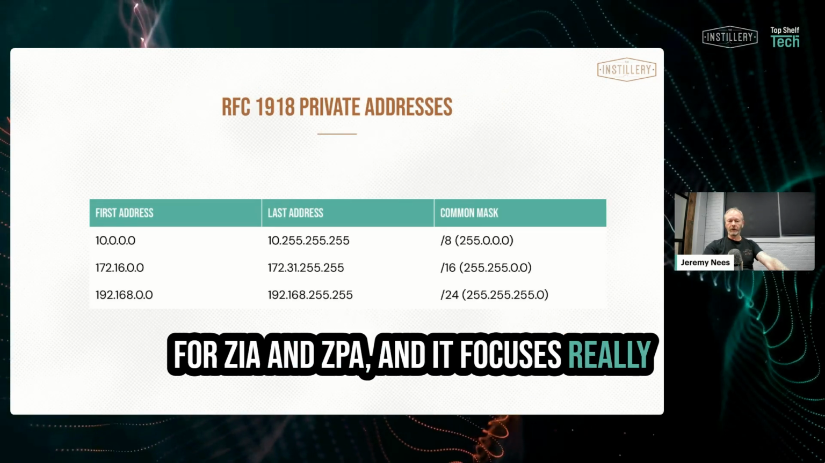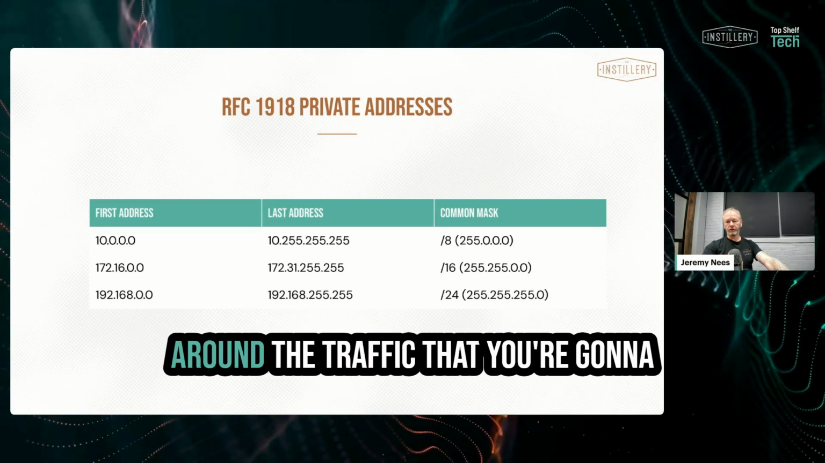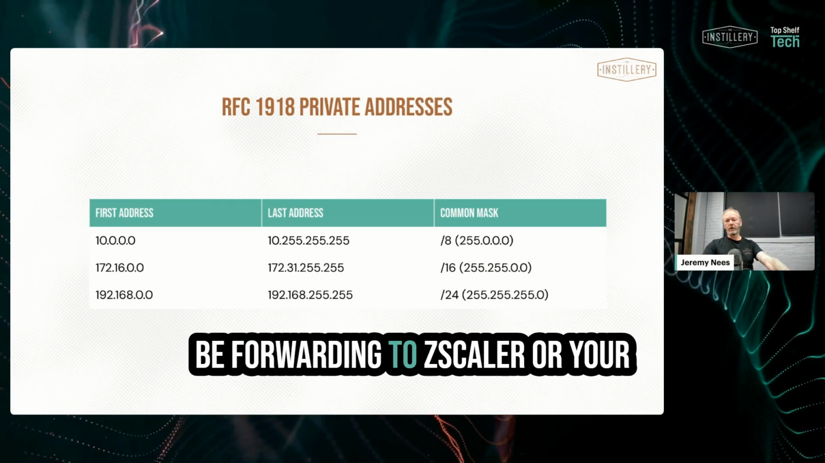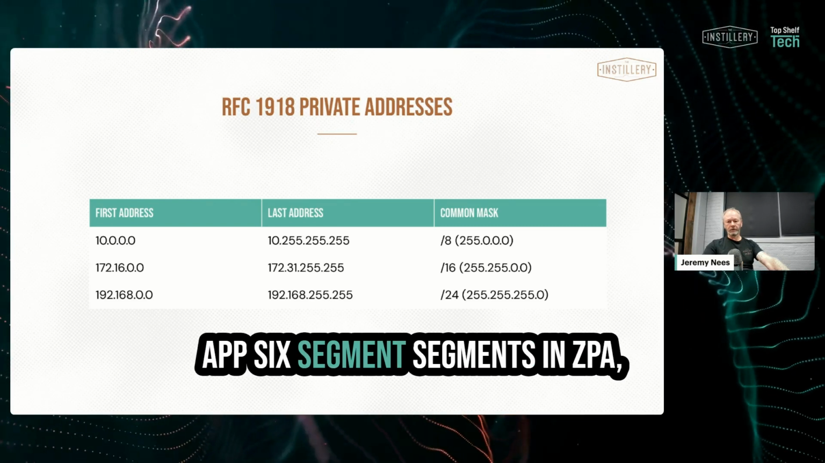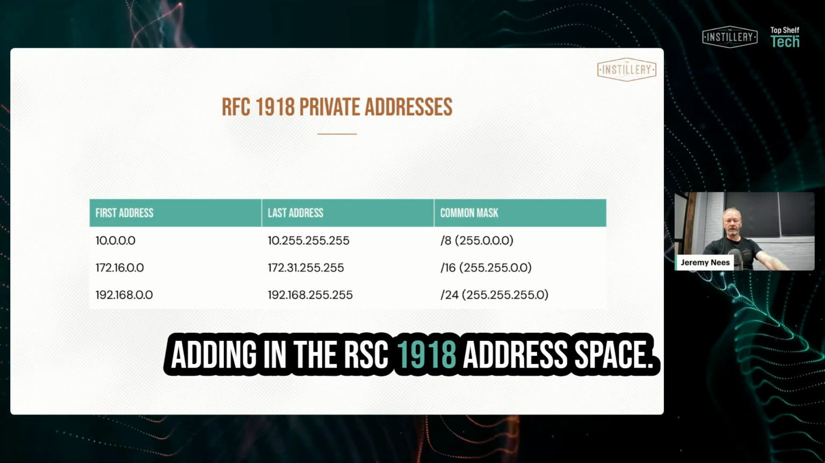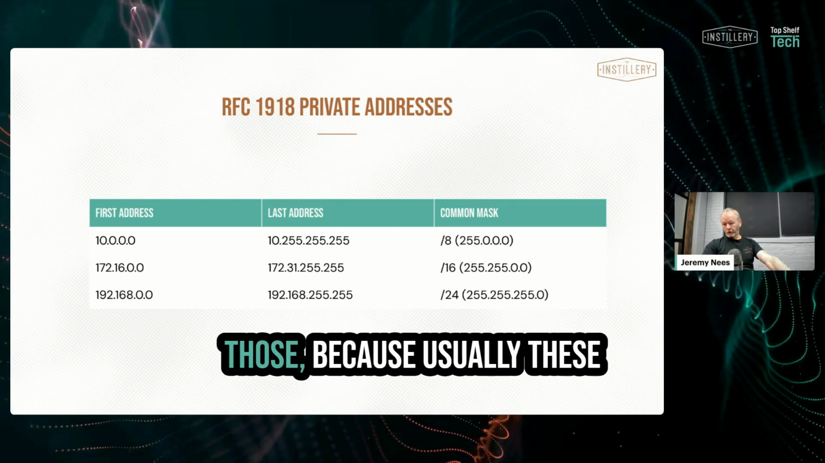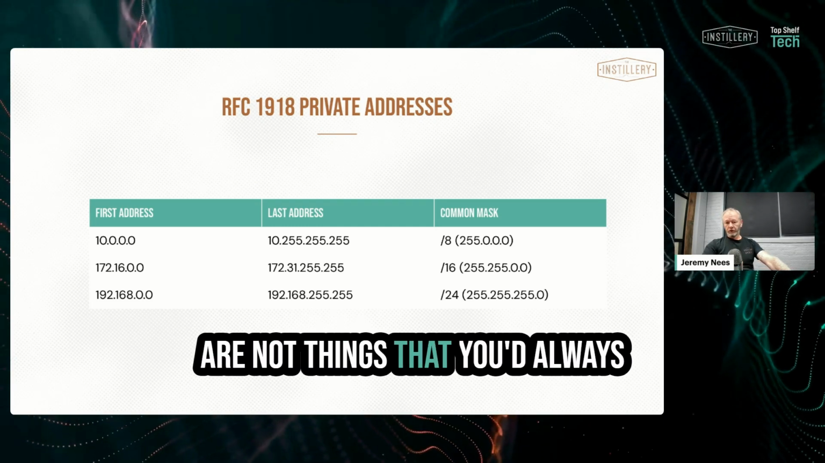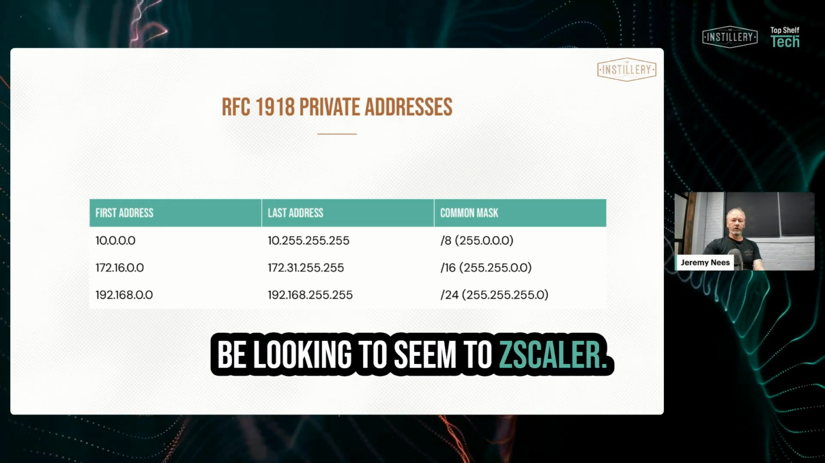And it focuses really around just adding into your definitions around the traffic that you're going to be forwarding to Zscaler, or your AppSec segments in ZPA, adding in the RFC 1918 address space and creating rule sets for those, because usually these are not things that you'd always be looking to send to Zscaler.